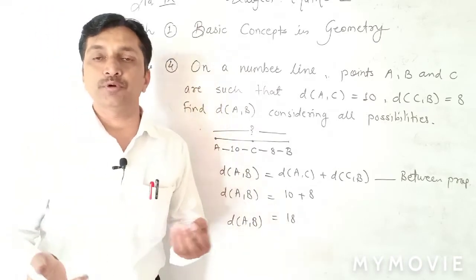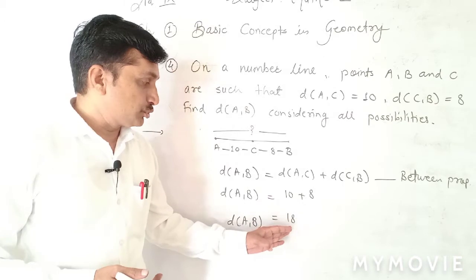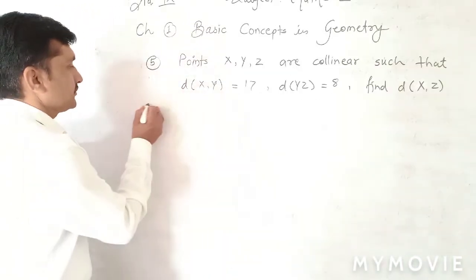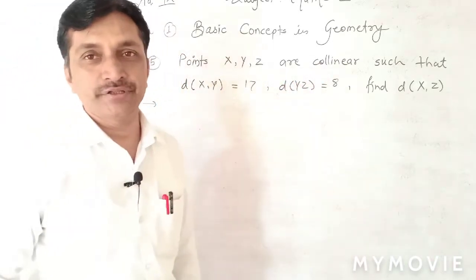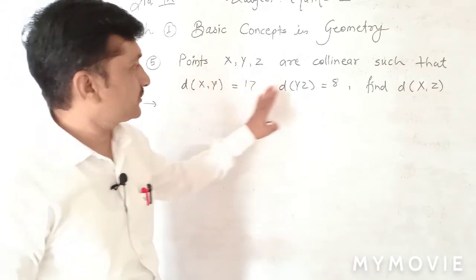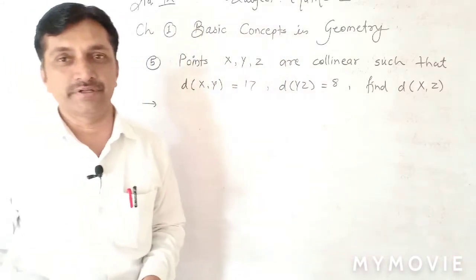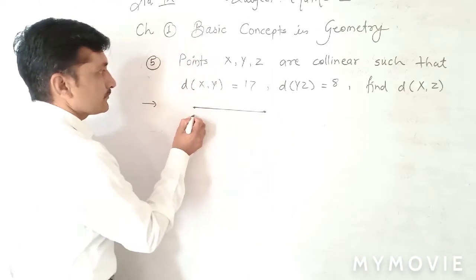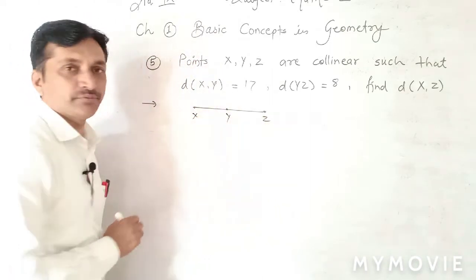In this way, by 2 possibilities we get 2 values, 2 and 18. Question number 5. Points X, Y, Z are collinear. Points are collinear, but which point is in between, that we don't know. Such that XY is 17, YZ is 8, find distance XZ. Again here are 2 possibilities. First possibility, X, Y, Z.